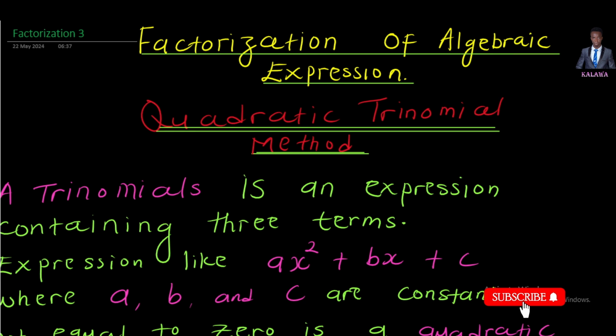So today we are moving on to the quadratic trinomial method in factorization of algebraic expression. This is the third method and perhaps the final method in factorization of algebraic expression. So let's understand what a trinomial is.